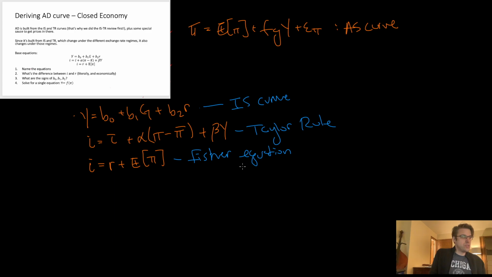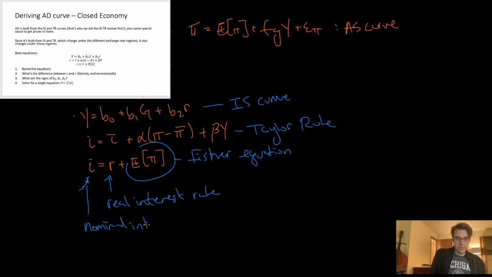And number two asks us more about the Fisher equation. What's the difference between I and R, literally and economically? Literally, it's the expected inflation. So we have R for real interest rate. Wow, I said inflation, I meant real interest. Real interest rate. And then I is the nominal interest rate. And then the difference between them is just the expected pi.